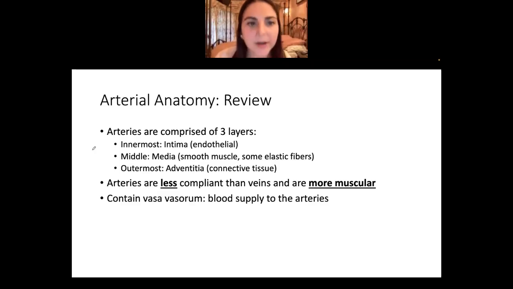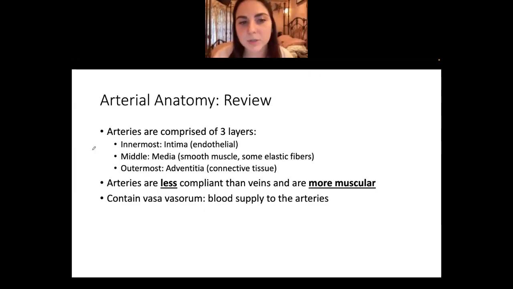So the three layers, we have the intima. This is your innermost layer. I think of this layer as sitting right on top of the endothelial cells. The middle layer is your media. This is your smooth muscle. There's some elastic fibers within the media. And then your outermost layer is the adventitia, or the connective tissue layer. So it's kind of like the support of it.